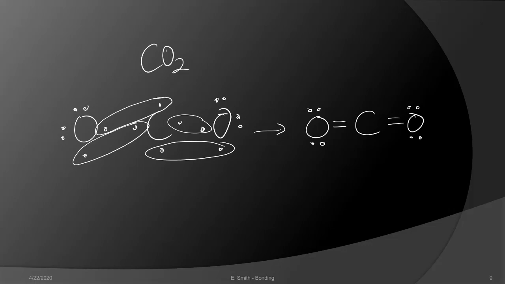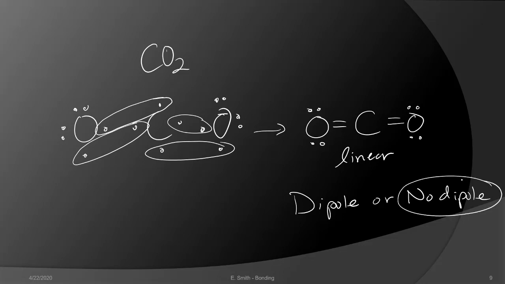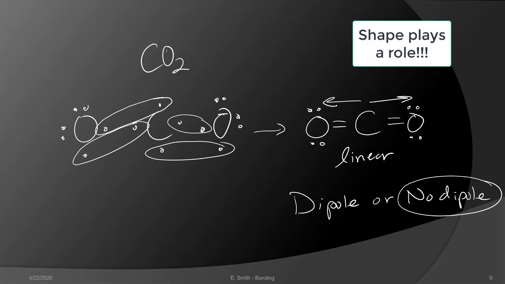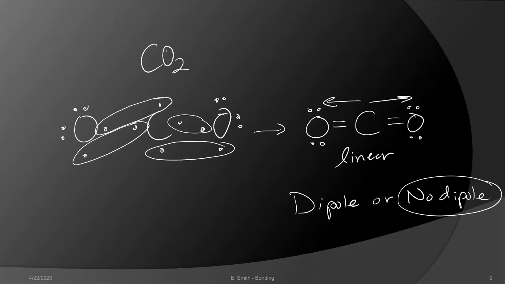Look at the shape of this. The shape of this is linear. It's straight. It's in a line. So my question is, do you think there is a dipole or no dipole? If you chose no dipole, you are correct because, again, equal pulling in opposite directions. Yes, oxygen has a much greater electronegativity than carbon, but that doesn't make a difference because they're both pulling. Carbon just happens to be stuck in the middle of this whole thing.